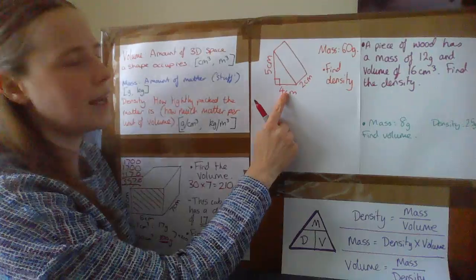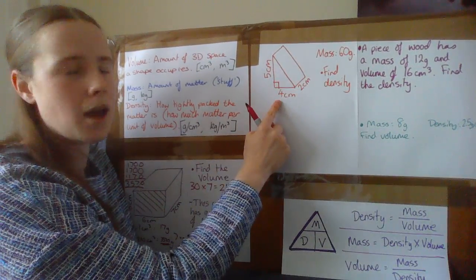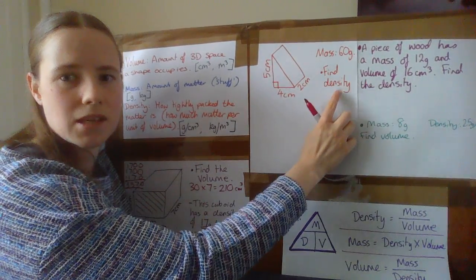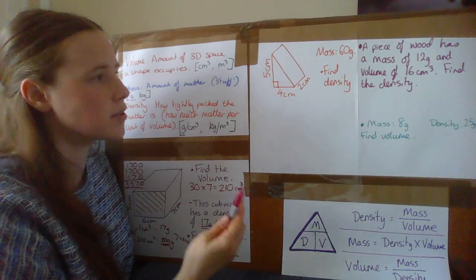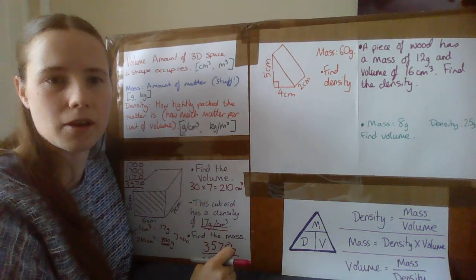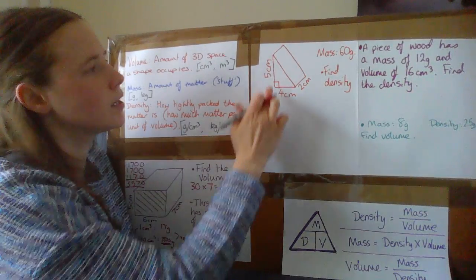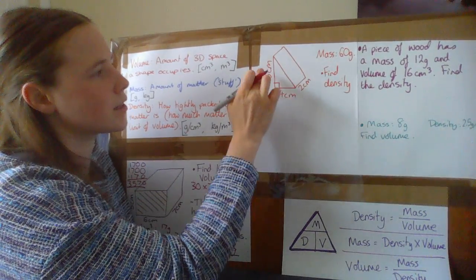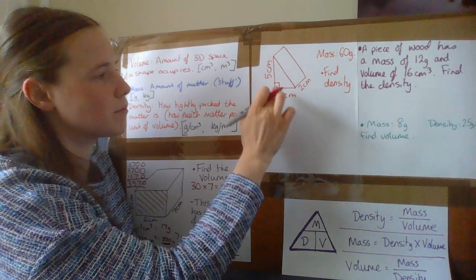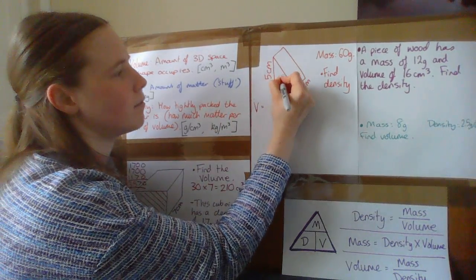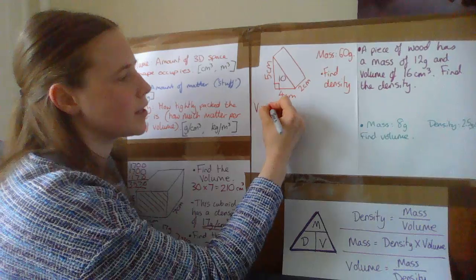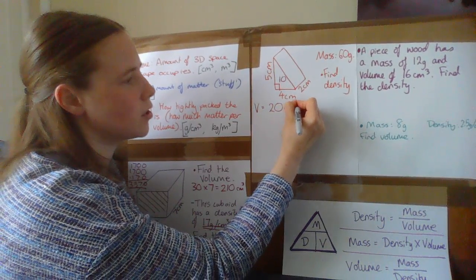So for this question here, I've been given the shape and I've been given the mass, but this time I have to find the density. So I'm going to go through the process. First step is going to be finding the volume. Okay, and I've got a triangular prism, so the area of this front face here is going to be 5 times 4 halved, which is going to be 10. 10 times by the 2 gets me a volume of 20 centimetres cubed.